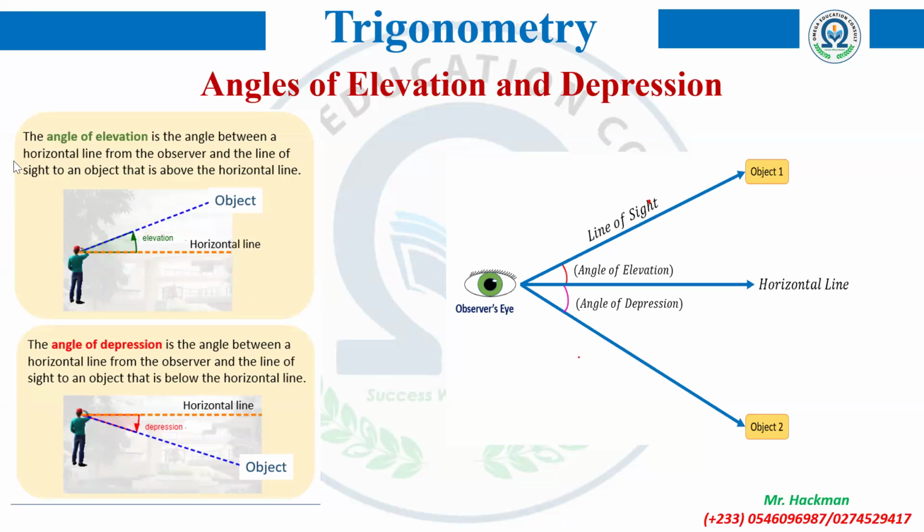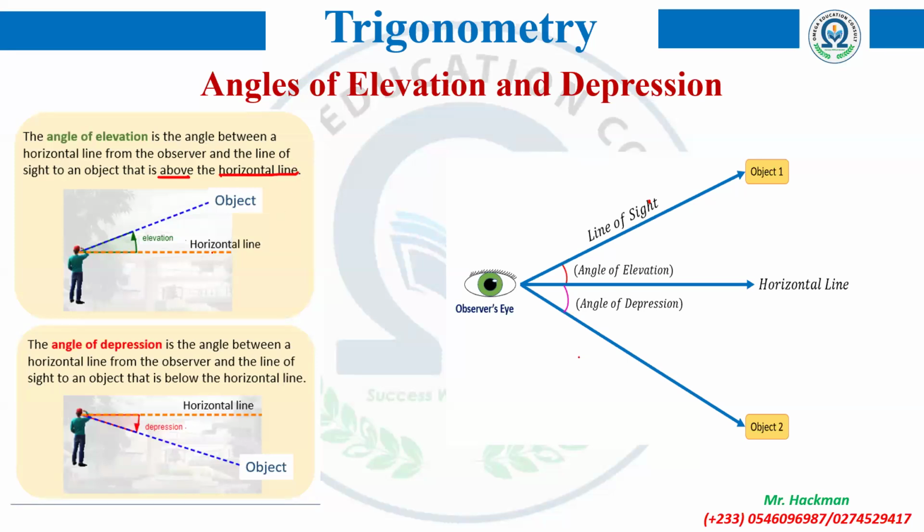So I read, the angle of elevation is the angle between a horizontal line from the observer and the line of sight to an object that is above the line. So you can see that here we are talking about above. The line must be above. But above which line? Your horizontal line.